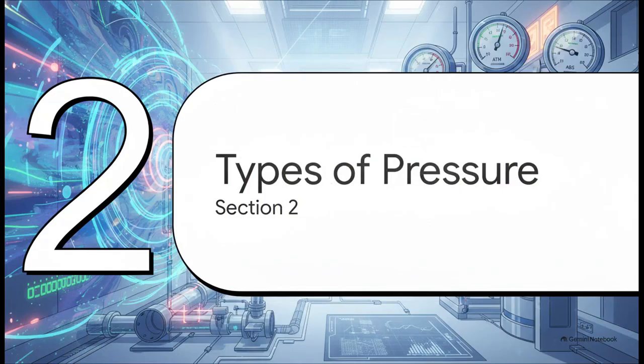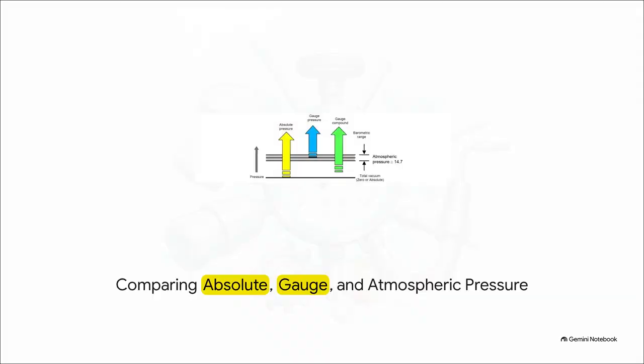Moving right along to Section 2, Types of Pressure. Let's see how this invisible force actually interacts with our environment. Now, what's really interesting here is thinking about how, right now, you and I are basically sitting at the bottom of a giant ocean of air. Atmospheric pressure is simply the pressure caused by the weight of the atmosphere sitting right above us. Down here at sea level, this is roughly 14.7 pounds per square inch, or PSI. It's acting constantly on literally everything.